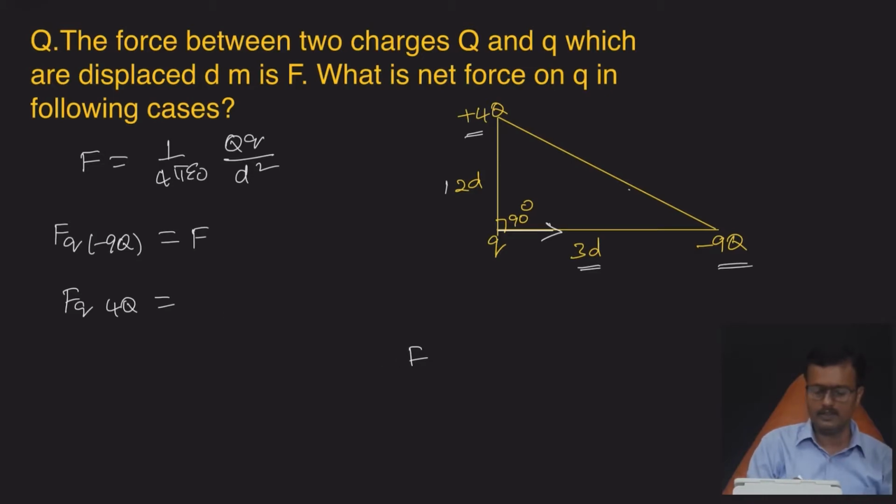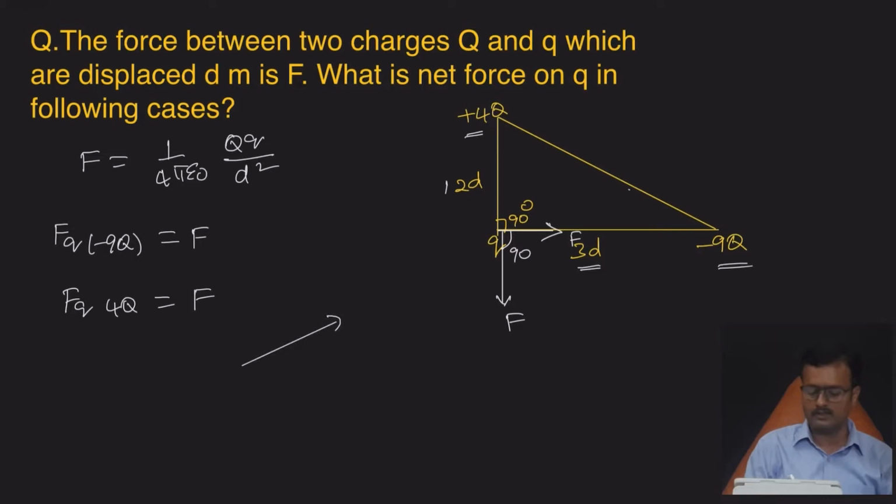So that is F. So 4q and q are positive charges, so 4q repels the q along this direction. Look here, two forces, F and F, are acting on the point Q with an angle of 90 degrees.